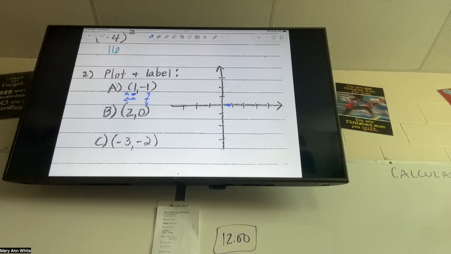So I'm going to go right 1 and I'm going to go down 1 to get letter A. There's no reason to write those little arrows unless it's helpful to you. Similarly, when we do B, we go over 2 and then up and down 0. So I'm just on the x-axis for B. And then lastly, I'm going to go left to -3, and then we're going to go down 2 to -2 to get letter C. Nice little review. That's pretty easy, right? We remember how to graph. Okay, go ahead and flip it over.